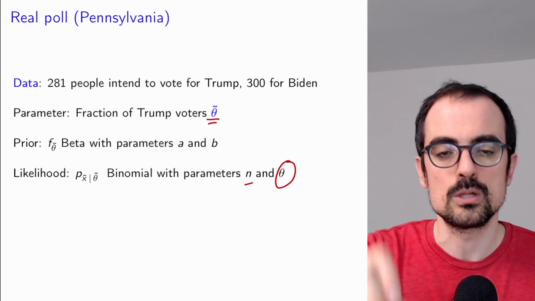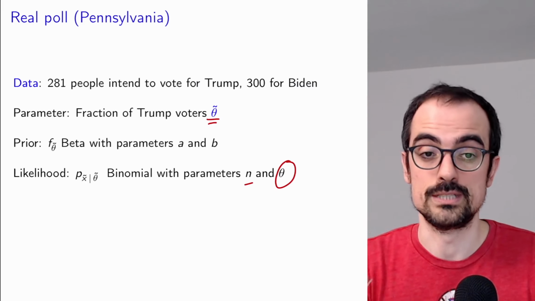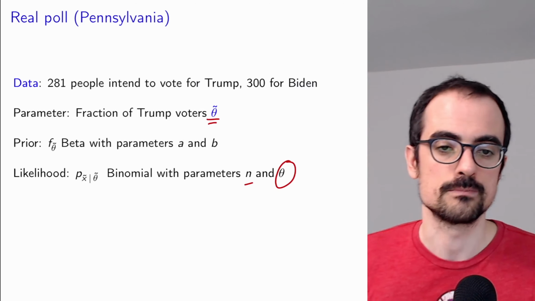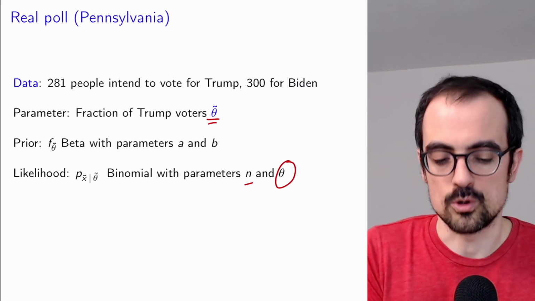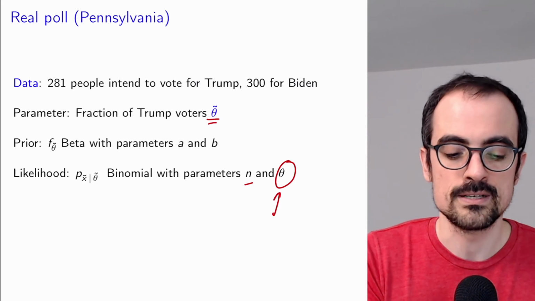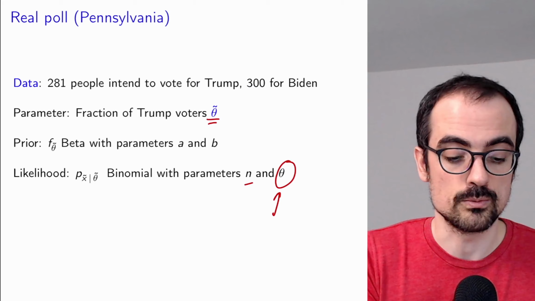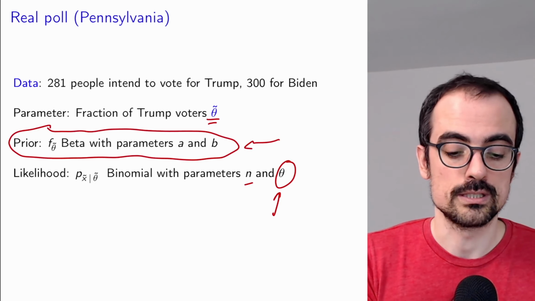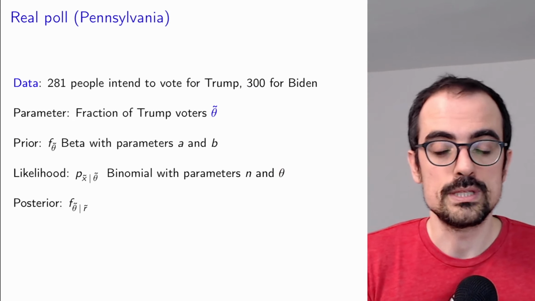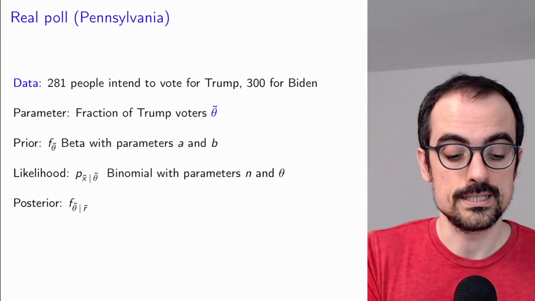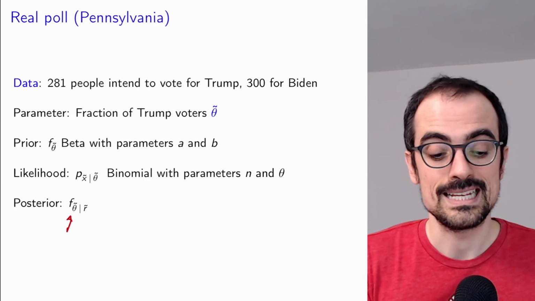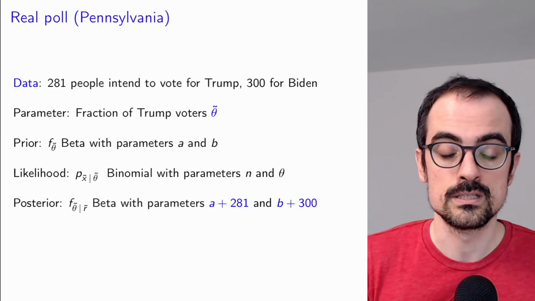581, the number of people in the poll, and 0.5, which is the true probability, the true fraction of Trump voters in the whole population. Okay, of course, this is exactly what we don't have, but we have a distribution, right? We have a prior that captures our uncertainty about it. Then we can compute the posterior, which is the density of this parameter that represents the fraction of Trump voters, given the data that we actually observe.